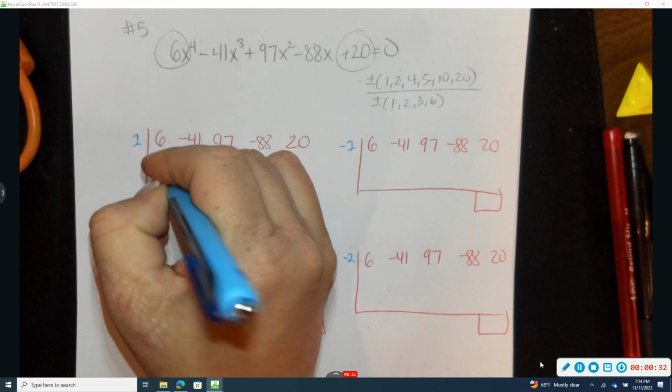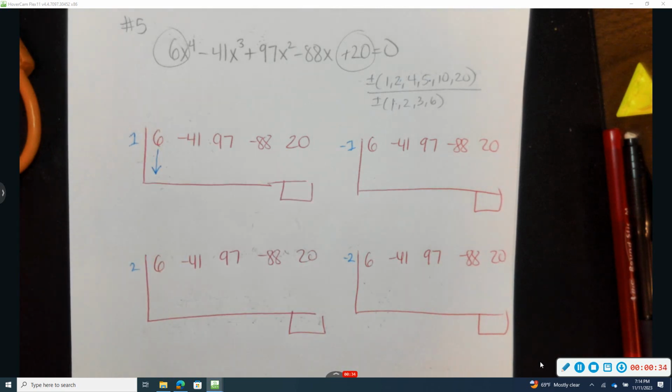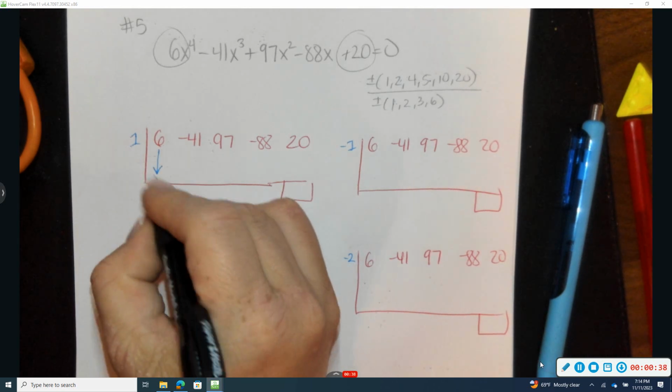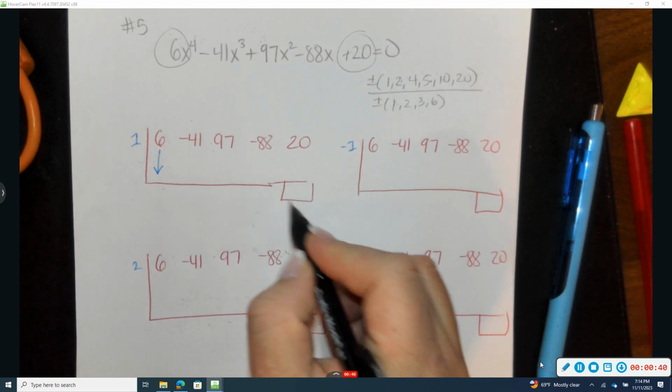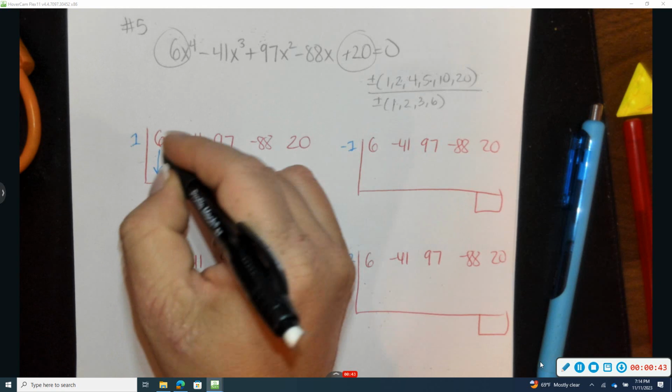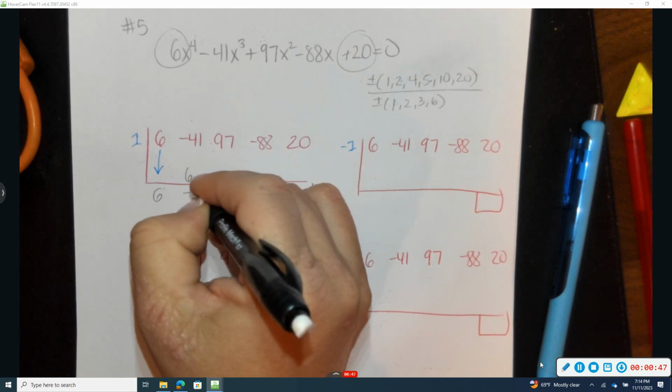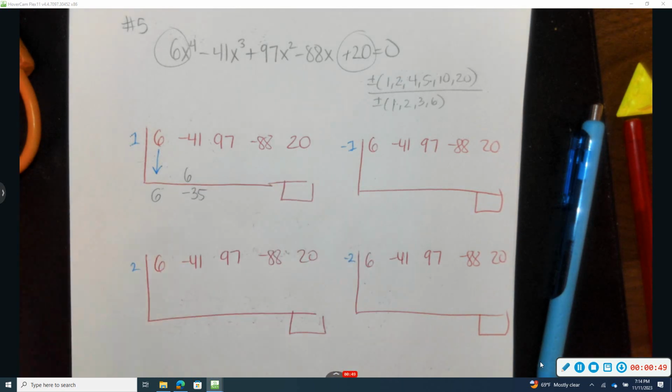So remember thinking of the acronym DMAMA. D stands for drop down, and then MA is multiply, add, until we come up with a value. So dropping down and multiplying to get 6, I'm going to add together to get -35.